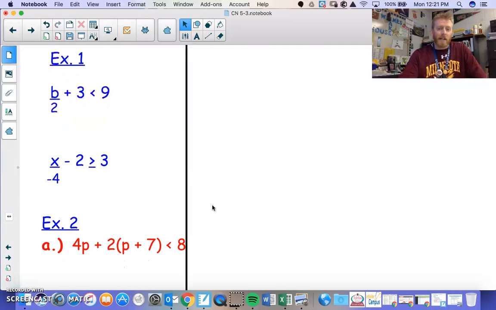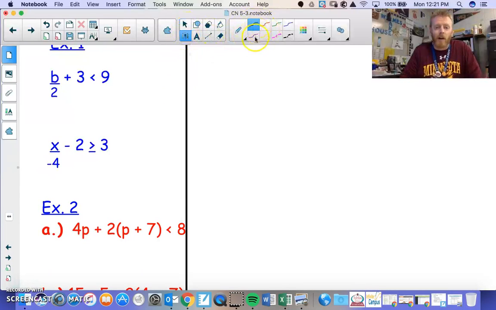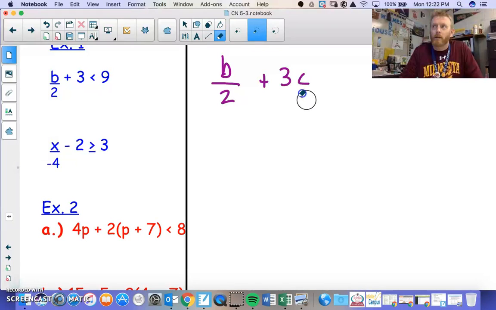So the process is exactly how it was when we first learned about this stuff in Chapter 1 and Chapter 2. What we are going to do is we're going to undo what's happening to our variable b in this case, and we're going to use that same process of that SAD map, and then we're going to move on.